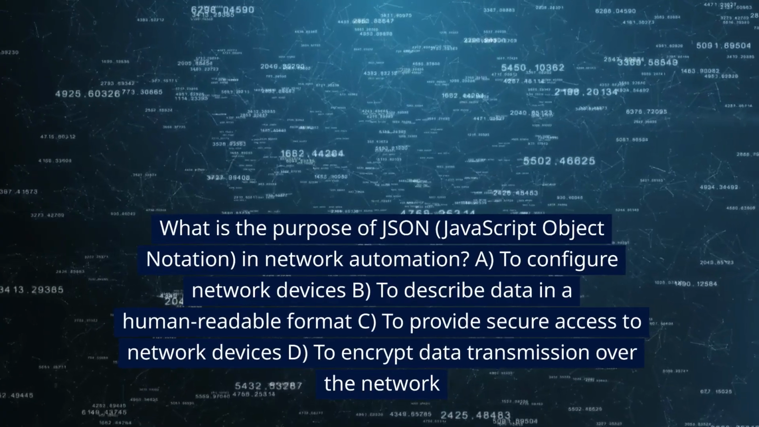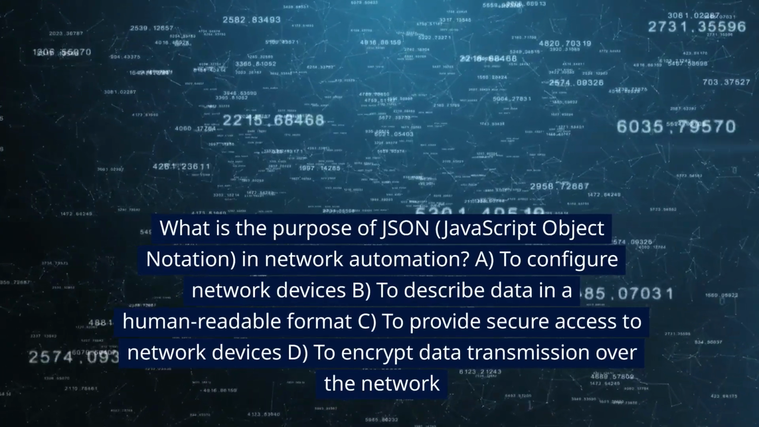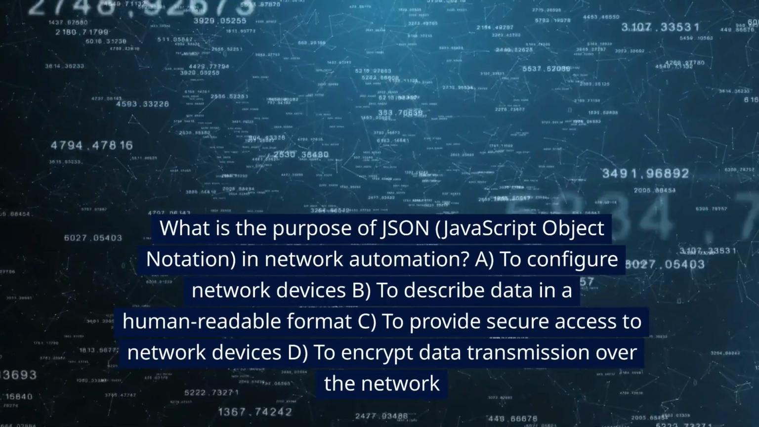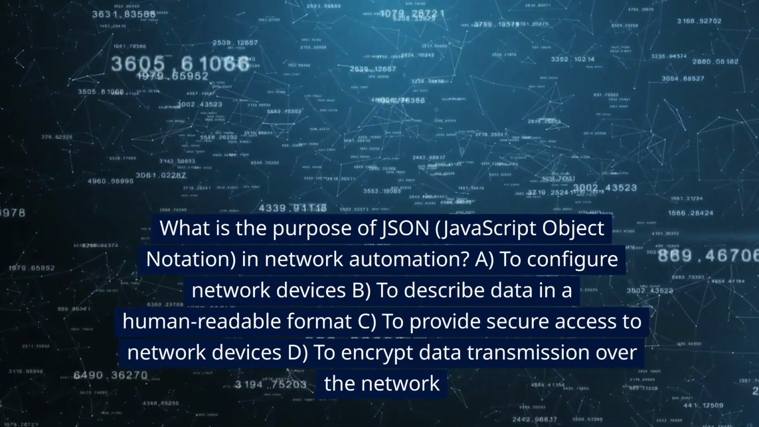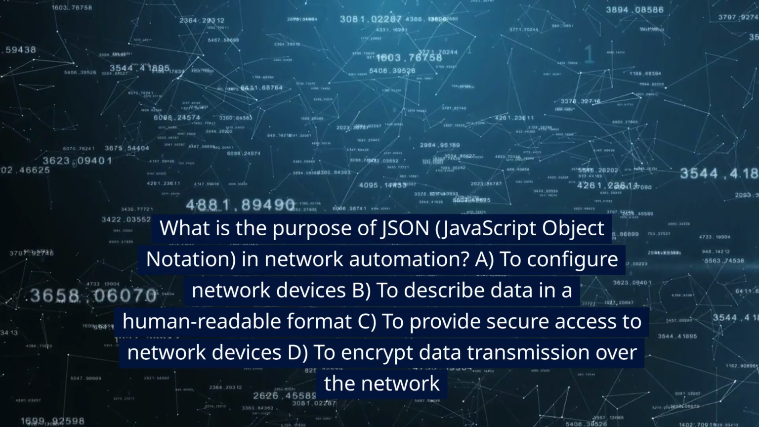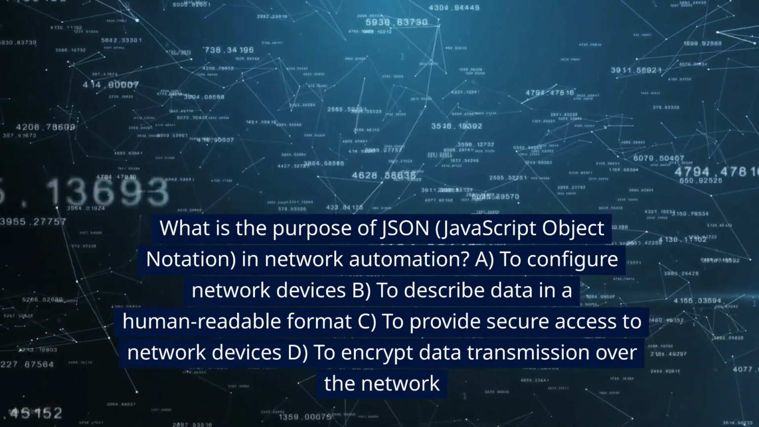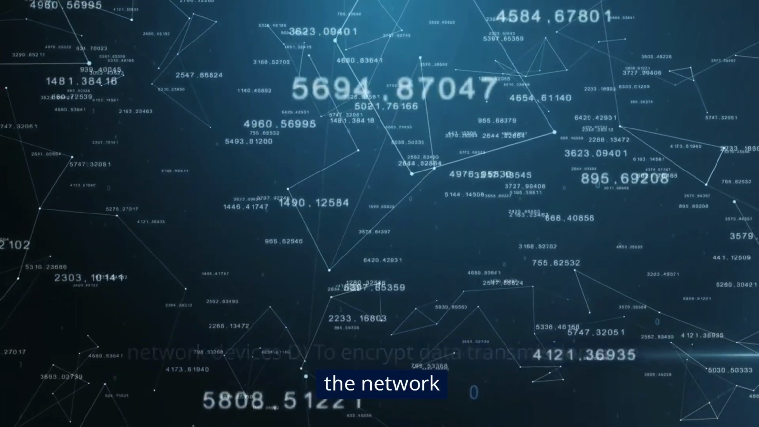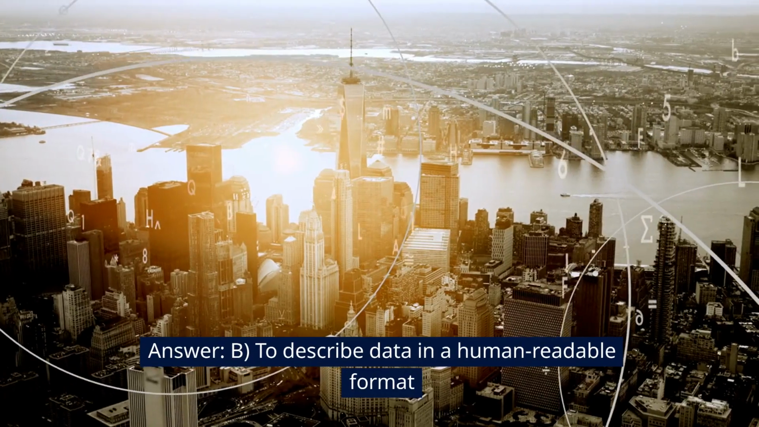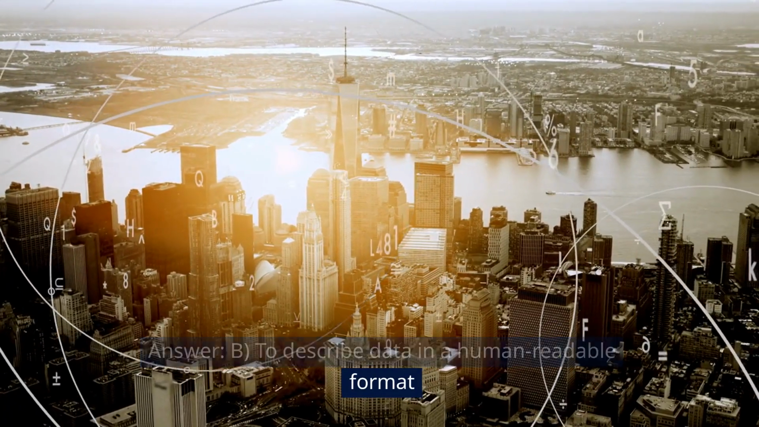What is the purpose of JSON, JavaScript Object Notation, in network automation? A. To configure network devices. B. To describe data in a human-readable format. C. To provide secure access to network devices. D. To encrypt data transmission over the network. Answer: B. To describe data in a human-readable format.